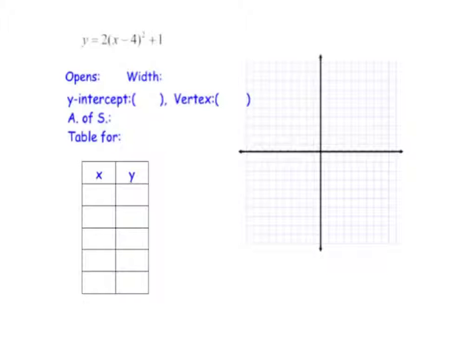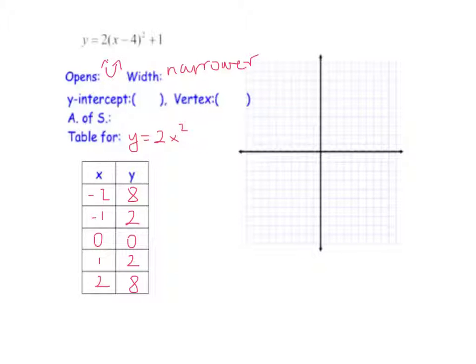On this slide we have a parabola that opens up, and since our a is 2, it's going to be narrower than the y equals x squared graph. The first thing we are going to do is make a table for y equals ax squared, which in our case is 2x squared. So I'm going to start plugging in the numbers negative 2, negative 1, 0, 1, and 2. At negative 2 we have 4 times 2 is 8. At negative 1 we have 2. At 0 we have 0, at 1 it is 2, and at 2 we have 8.